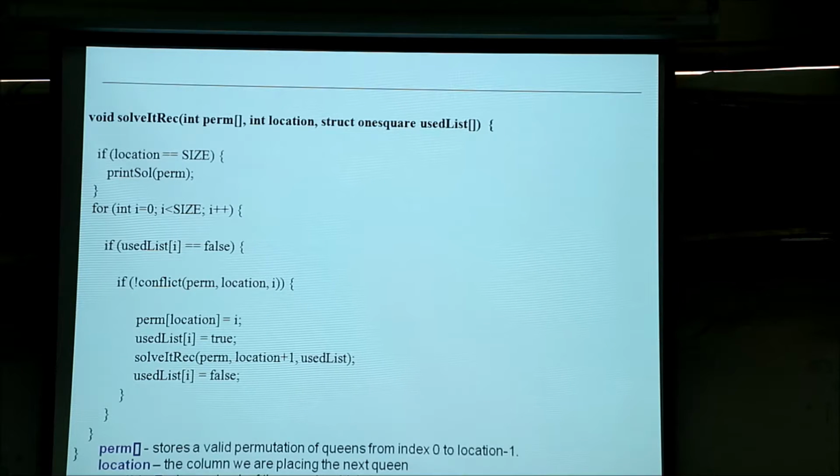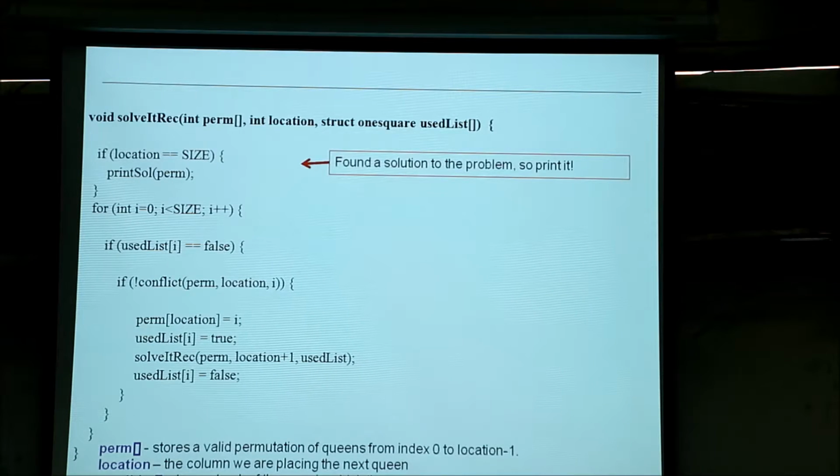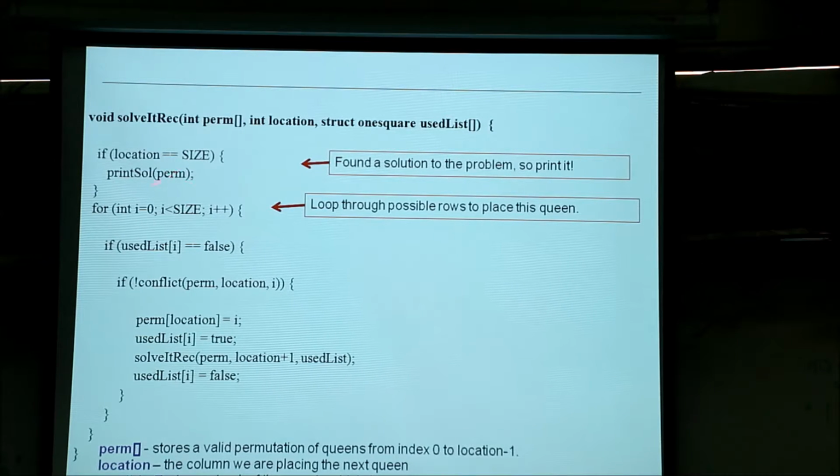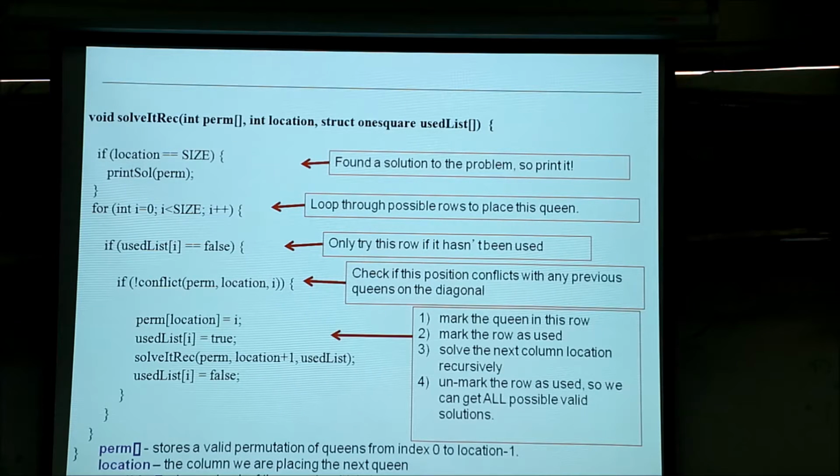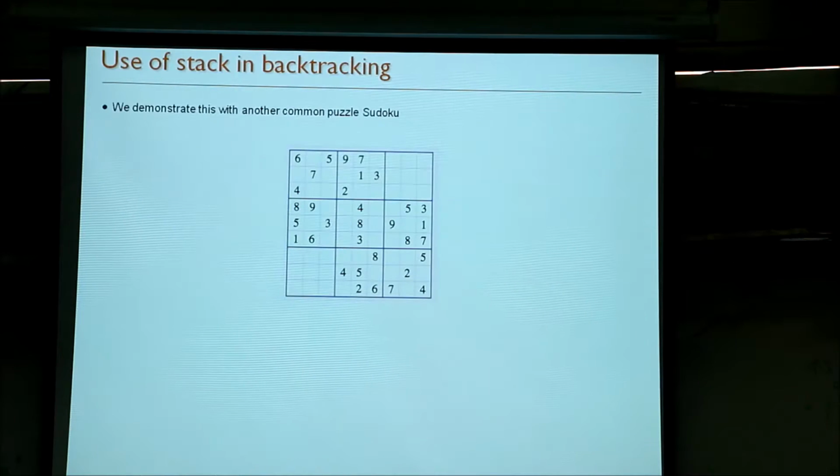Any questions on the pseudocode? Okay, so this I already explained. This says that if you found a solution, you print it. You loop through all the other rows, and in this loop you mark the queen in this row and then solve recursively. If you are not able to find a solution, then you backtrack, so you unmark the row and try the next possible solution. Any questions on the n-queens problem?